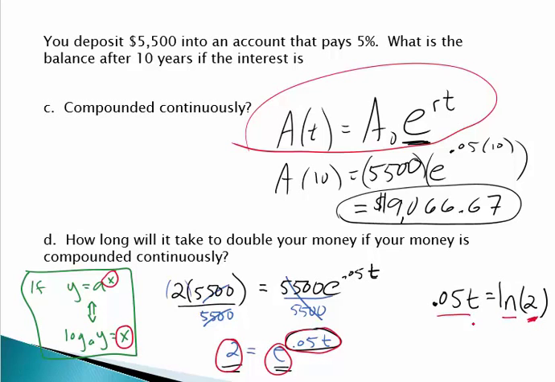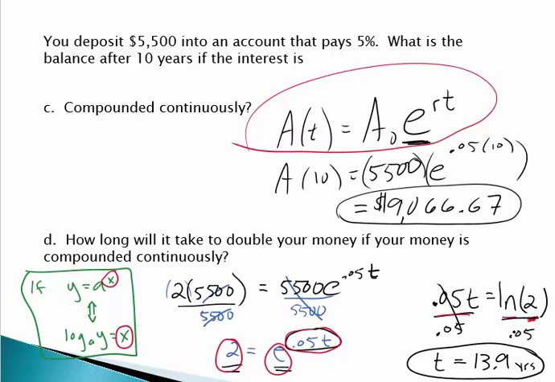Okay, so now really what I have is a linear equation. It may not look like it, but I'm trying to solve for t. So what do I do? I divide by the 0.05. So if I divide both sides by 0.05, that will give me my answer. And it should kind of make sense with the context of the problem. So if I plug that into my calculator, I get about 13.9 years.